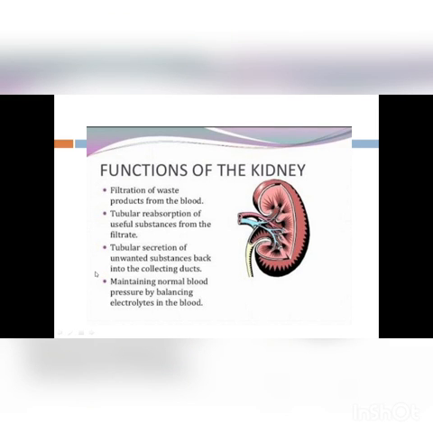Functions of the kidney: filtration of waste products from the blood, tubular absorption of useful substances from the filtrate, tubular secretion of unwanted substances back into the collecting tubes, and maintaining normal blood pressure by balancing the electrolytes in the blood. We have different types of minerals. They are active within the blood, so a balance is created within the human body. Excess of these metallic ions is not healthy for us, so they should be contained within a specific amount within the body.